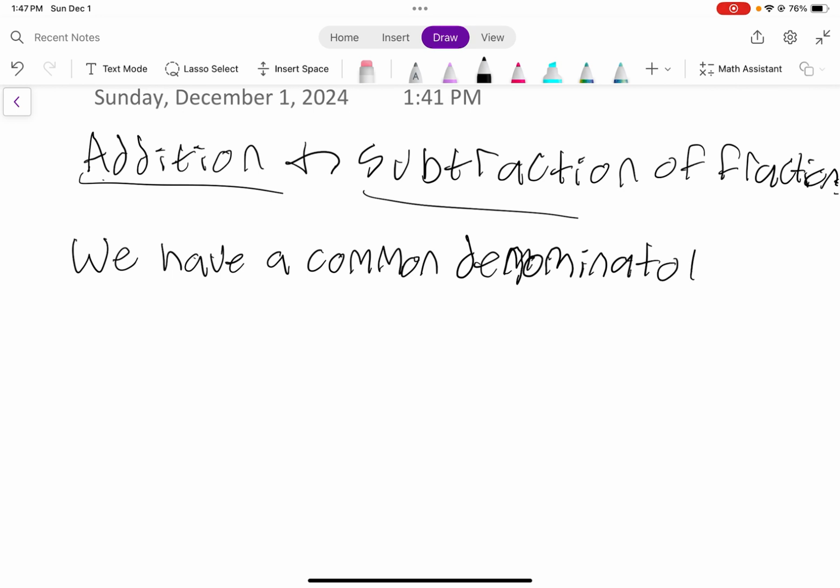Sorry for my messy writing. It happens. So we must have a common denominator.